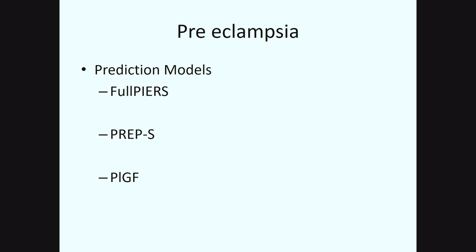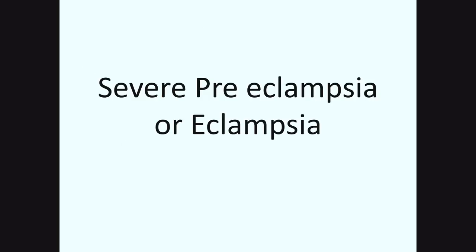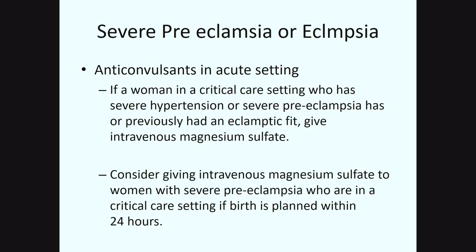We'll come to severe preeclampsia and eclampsia. Eclampsia means, as I told you, the fitting, developing convulsions in a preeclamptic mother. It's called eclampsia. And about the anticonvulsant, these patients should be managed ideally in a critical care or ICU setting. If a woman in a critical care setting who has severe hypertension or severe preeclampsia has or previously had an eclamptic fit, give intravenous magnesium sulfate. So we need to give the magnesium sulfate.